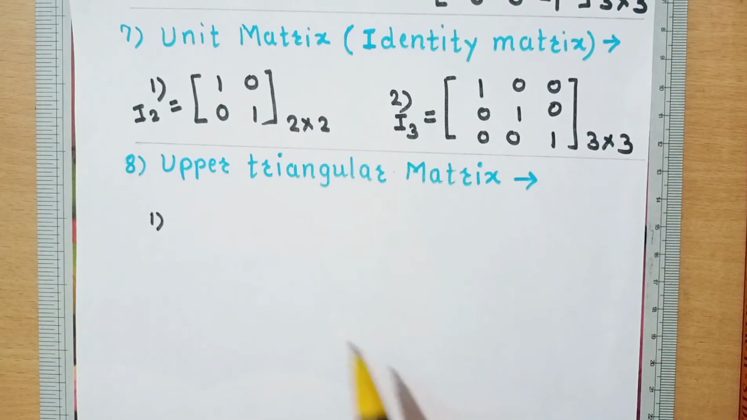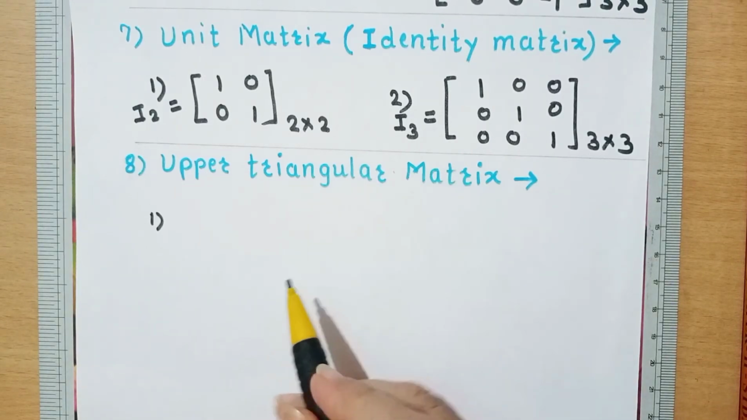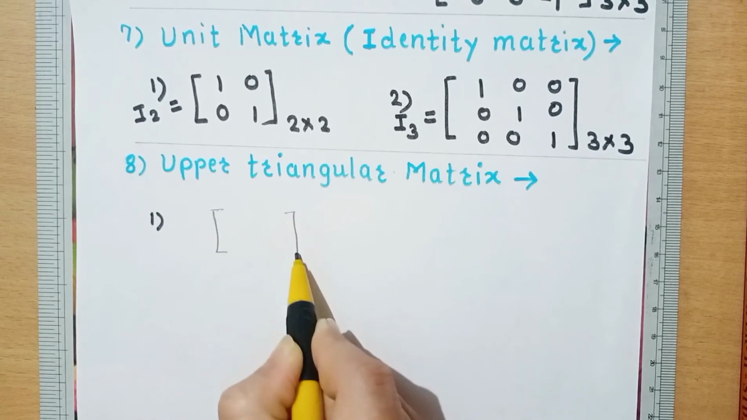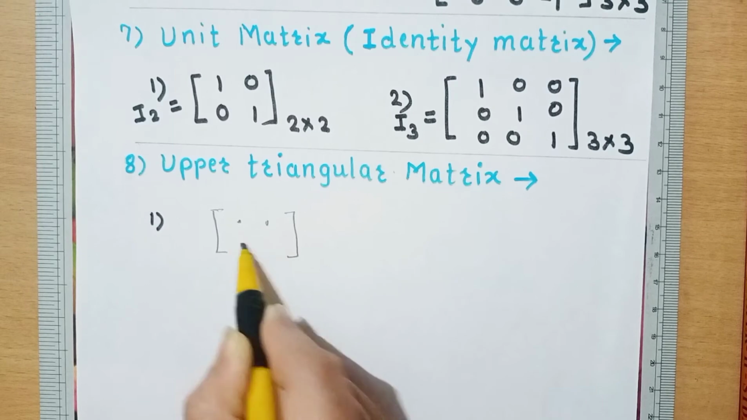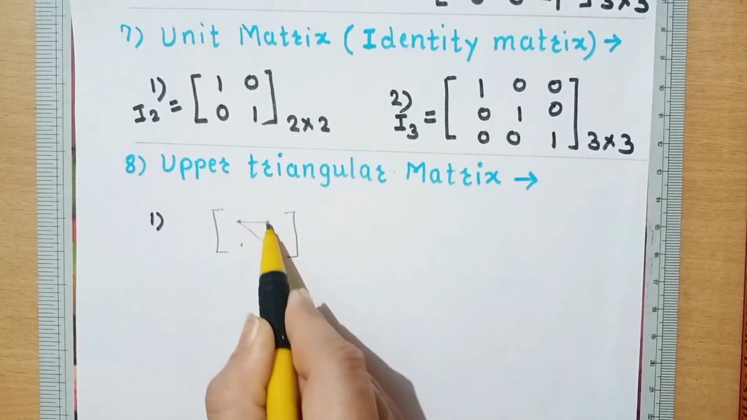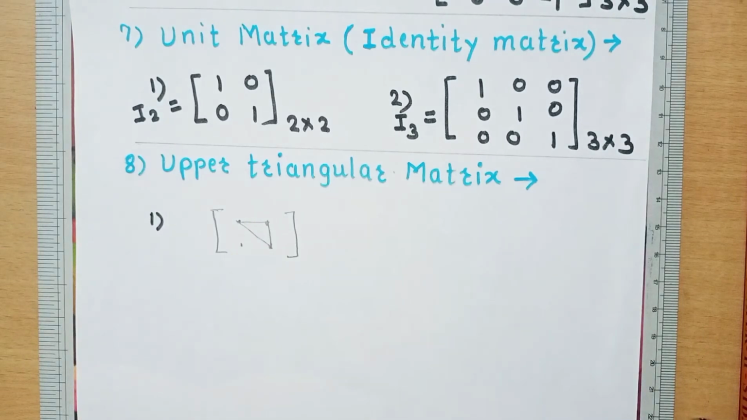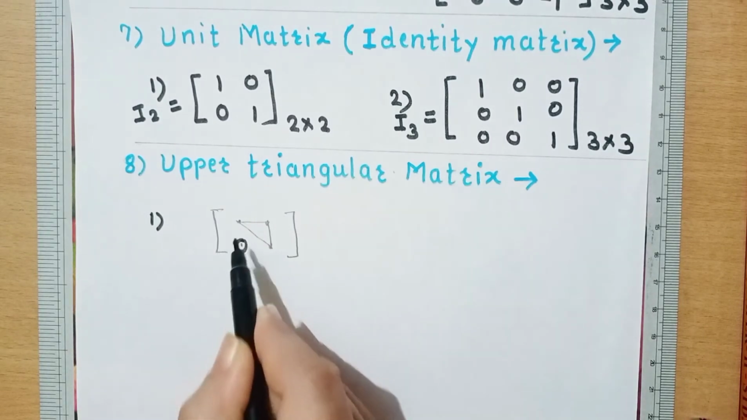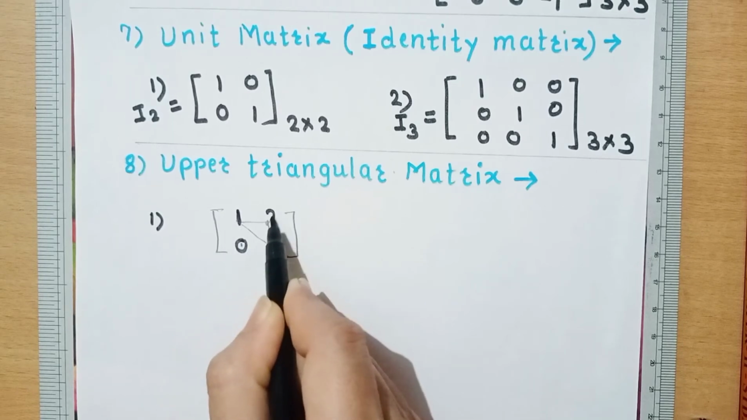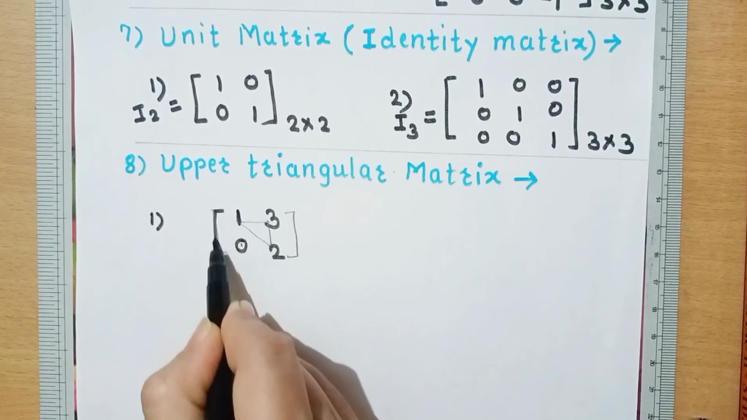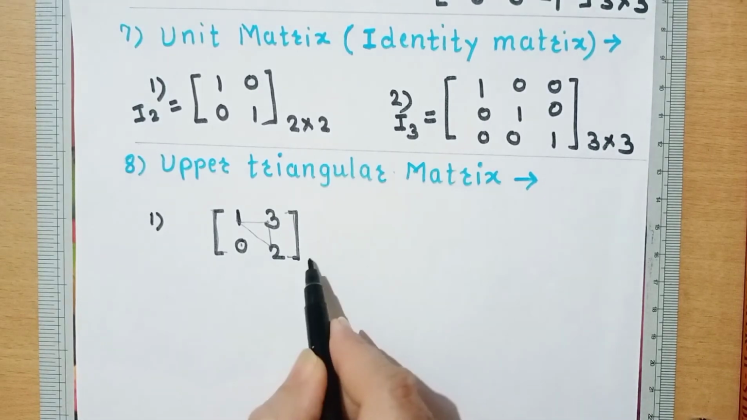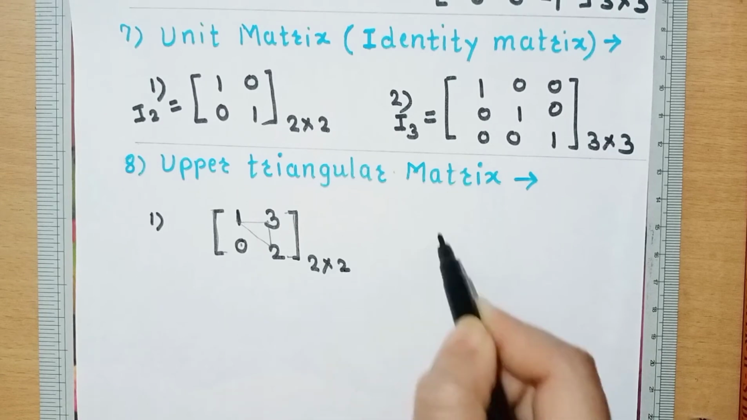Next type is upper triangular matrix. Now means a square matrix. Suppose there are 1, 2, 3, 4. There are 4 elements. So the element below the diagonal is 0. So this element is 0. So suppose I am considering here 1, this is 2 and here 3. So this is called as the upper triangular matrix of order 2 by 2.